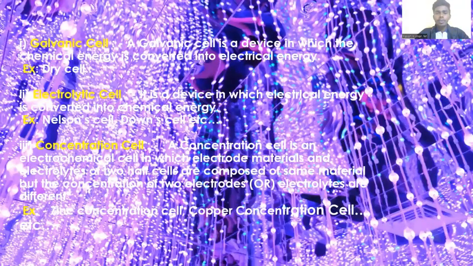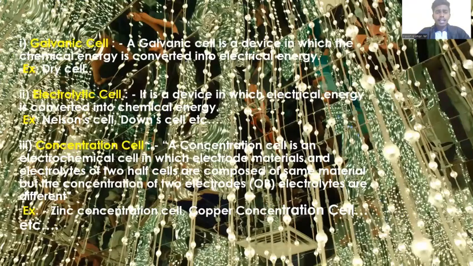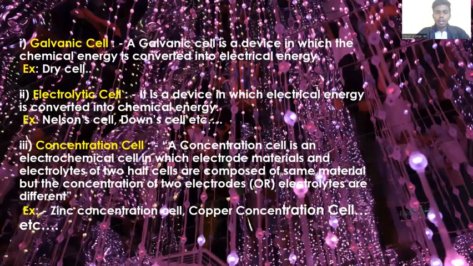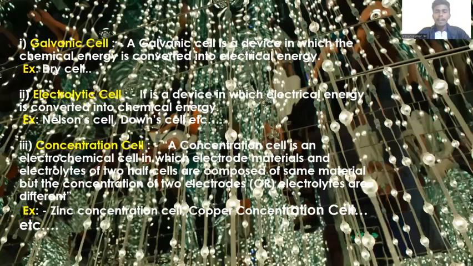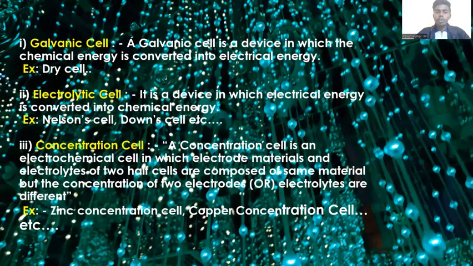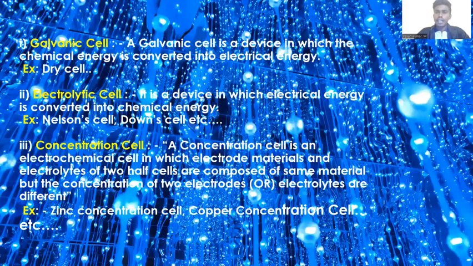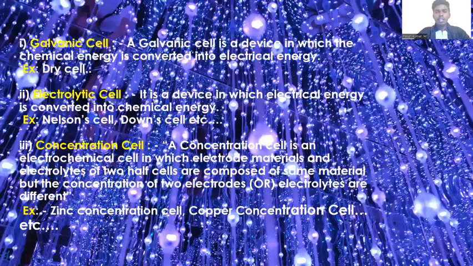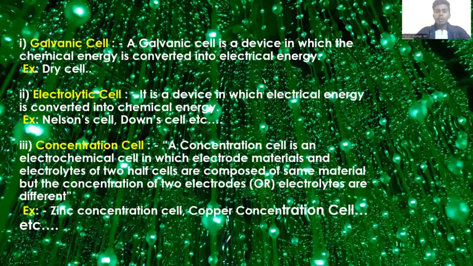The third main type is the concentration cell. A concentration cell is an electrochemical cell in which the electrode materials and electrolytes of the two half cells are composed of the same material, but the concentrations of the two electrodes or electrolytes are different. Examples of concentration cells are the zinc concentration cell, copper concentration cell, etc.